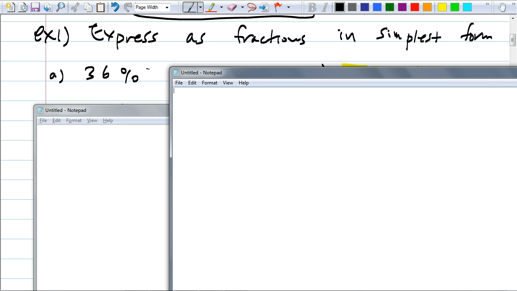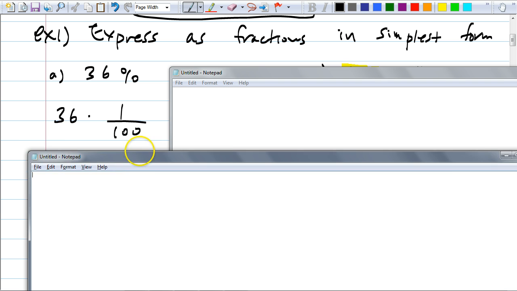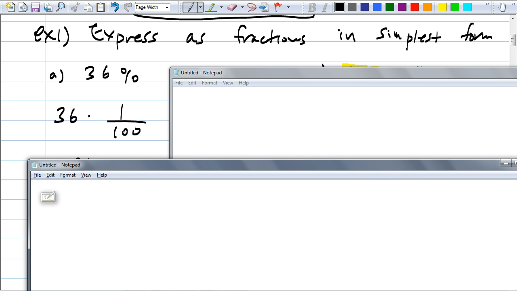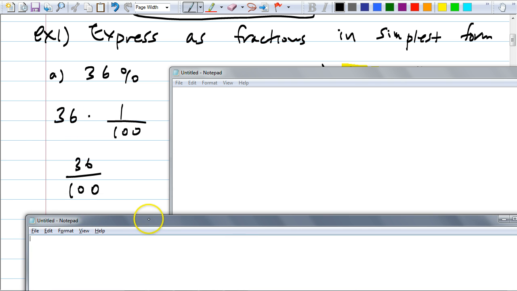We just talked about this. What does percent mean again? It equals some number. 36 times 1 over 100, yeah, that's all it means. And do we know how to write this as a fraction? Of course we do. 36 over 100, because it's 36 over 1 times 1 over 100. You guys are correct, right?